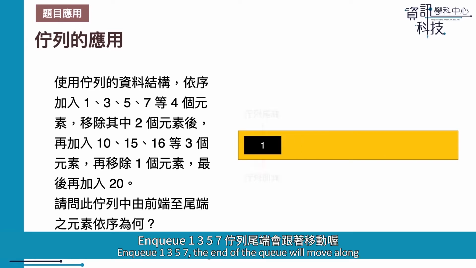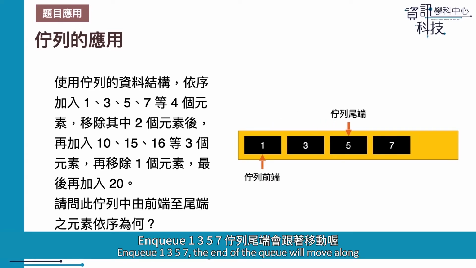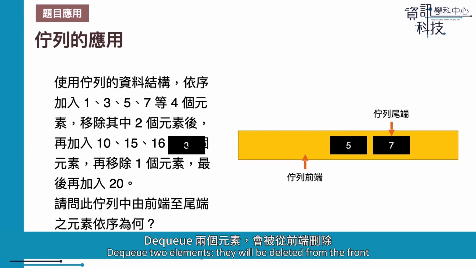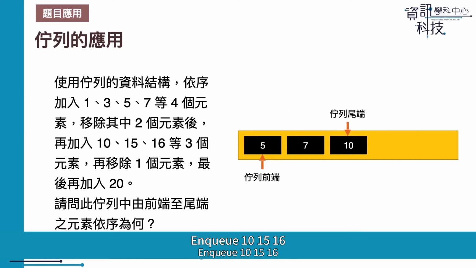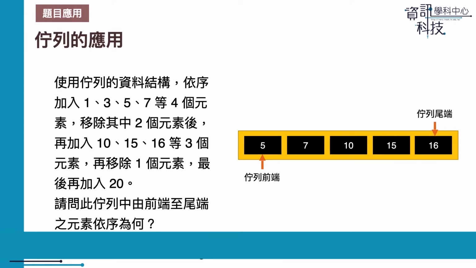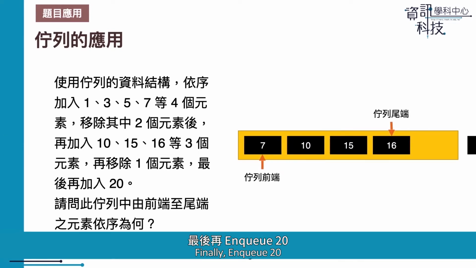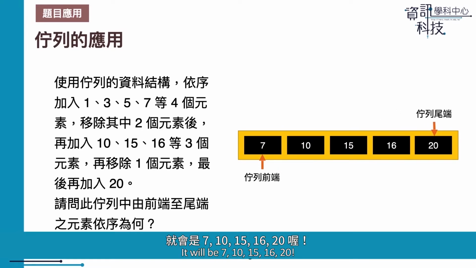Enqueue 1, 3, 5, 7. The end of the queue will move along. Dequeue 2 elements. They will be deleted from the front. Enqueue 10, 15, 16. Dequeue the first element. Finally, enqueue 20. It will be 7, 10, 15, 16, 20.